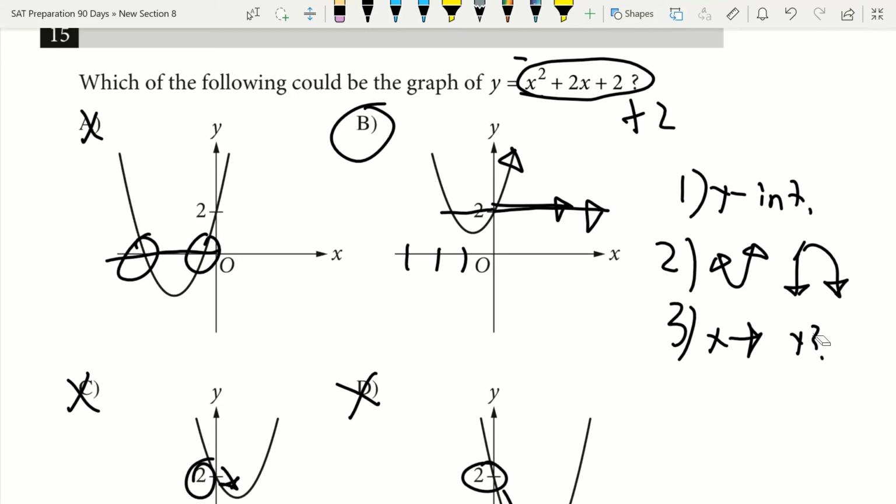All right, so that takes us through our tips for question 15. Now we're going to go ahead and switch.